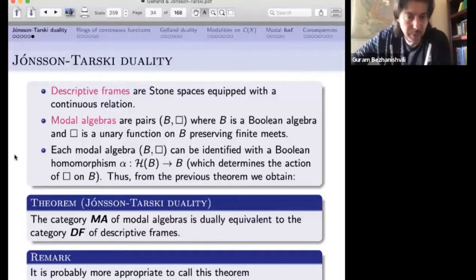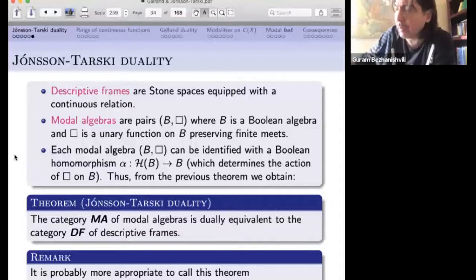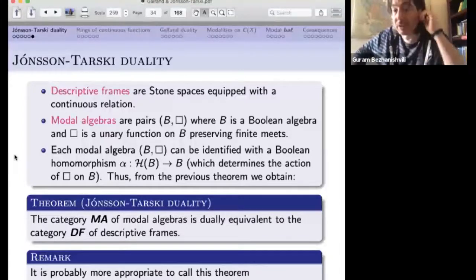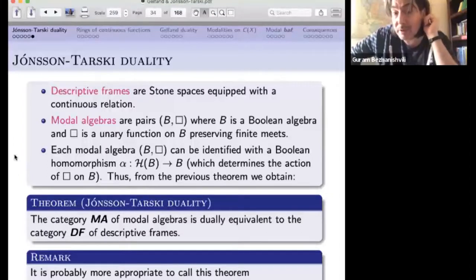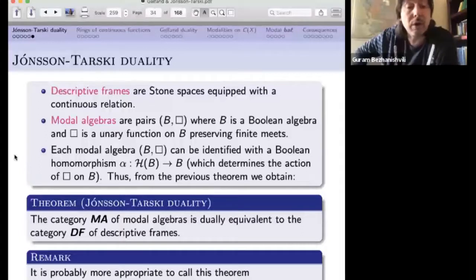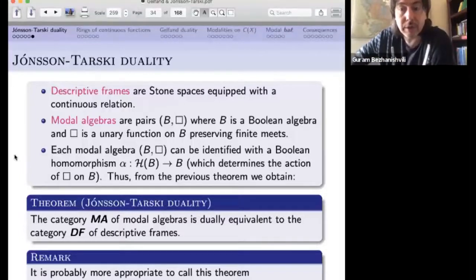I'm mentioning these three names because I think that Halmos was the first who provided a topological duality between something that resembles modal algebras and descriptive frames. That was in the late 1950s. And then it was the work of Esakia and Goldblatt in the 1970s that actually made this theorem that we call Jonsson-Tarski duality what it is now, right? So this is this crash course in Jonsson-Tarski duality.